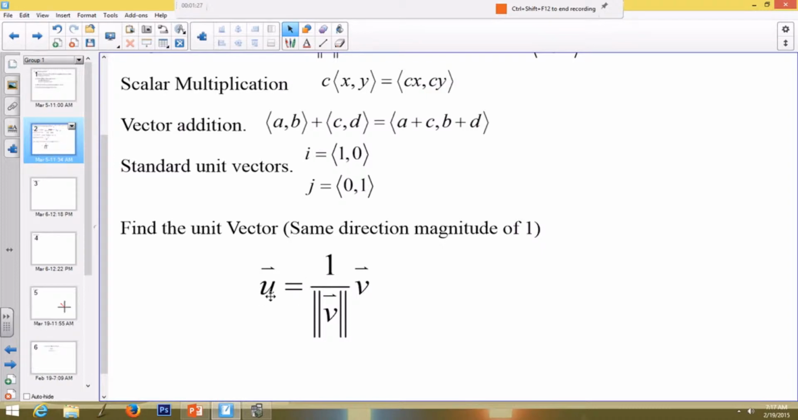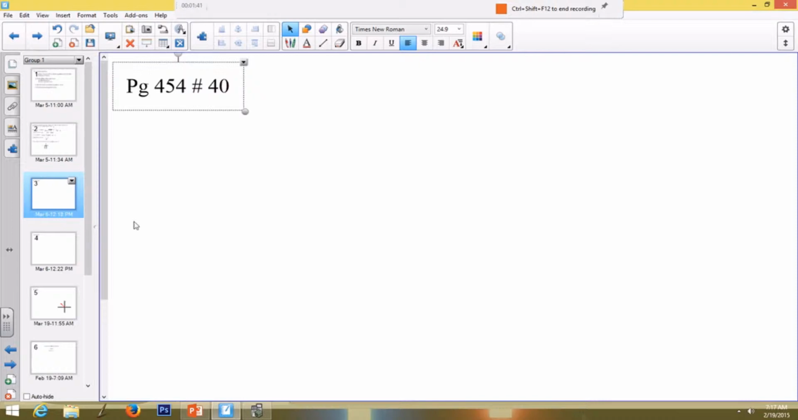We're also going to be using the unit vector quite a bit. A lot of the questions today are going to shrink a given vector down to a unit vector, and then we're going to use scalar multiplication to get it to be of the magnitude in which we want it. Okay, so let's jump right into it.